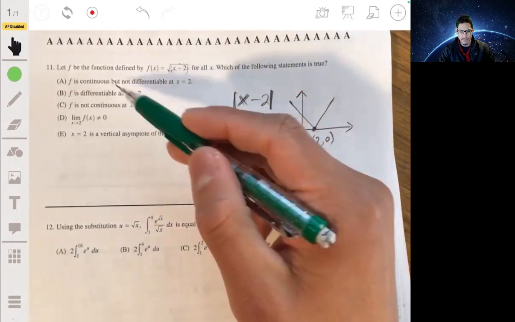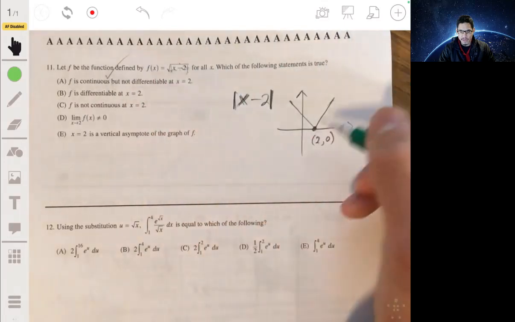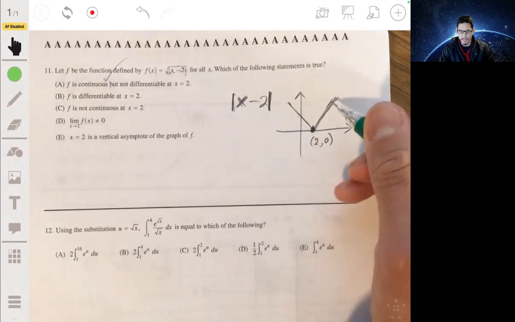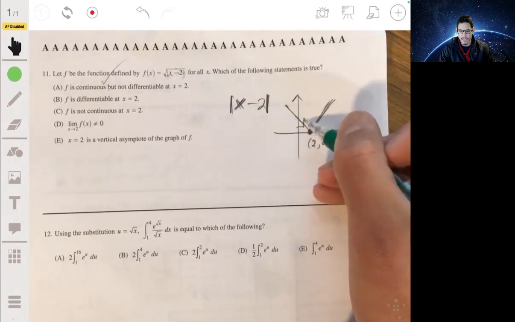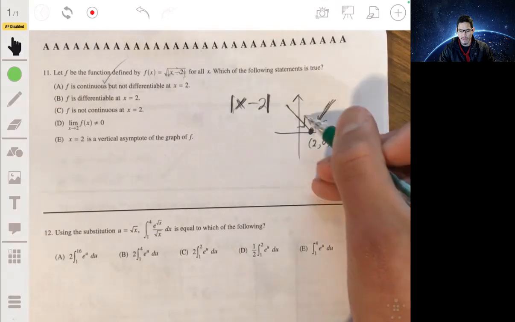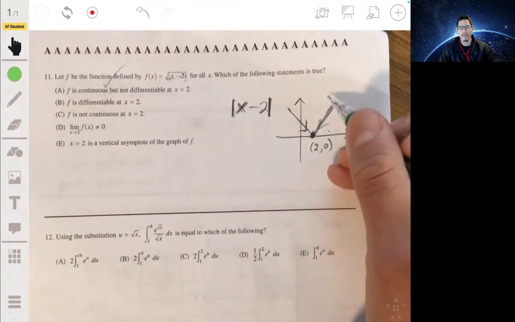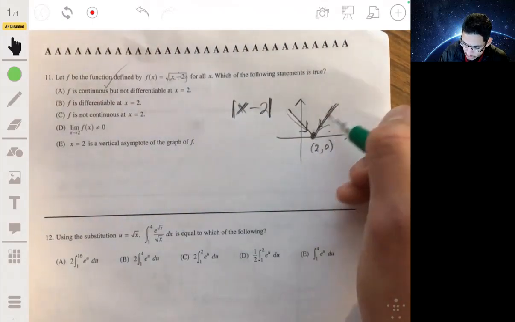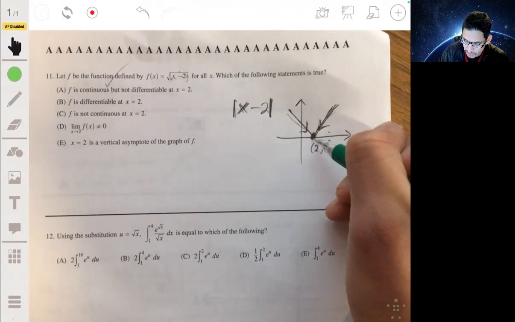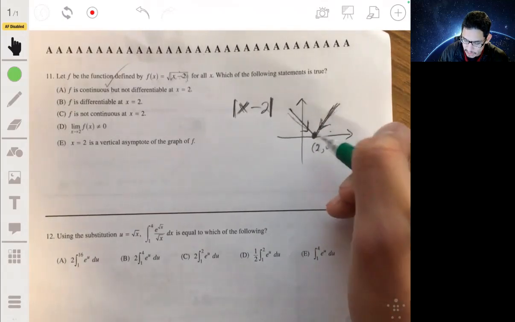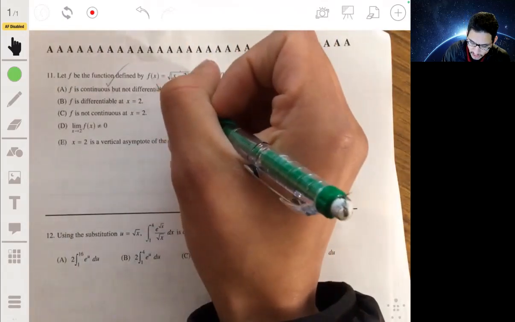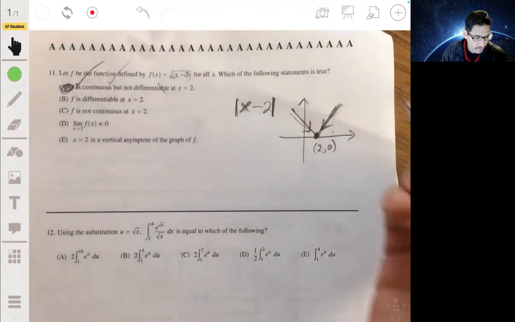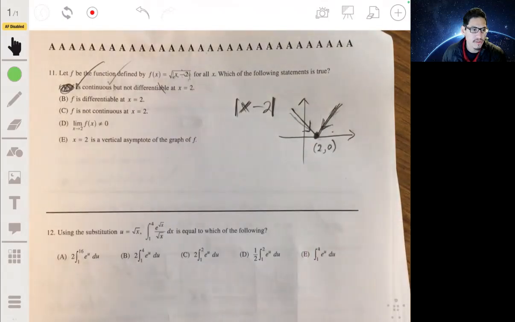It will be continuous. But it's not going to be differentiable because we have a sharp point here. The left hand slope is not equal to the right hand slope. I call it a sharp point, or maybe it's called a cusp or a peak. But the two slopes from both sides don't equal each other. So it's not differentiable because both derivatives don't equal each other as we approach 2. So it's not differentiable at x equals 2. So our answer is just A, straight up. You don't have to waste time with the other ones.